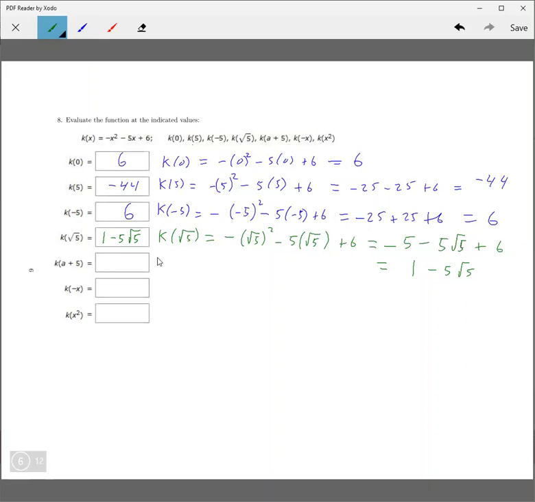Now this next one, k of a plus 5. Let me use a different color because it looks like we're going to conflict with that one. This is a little bit more tricky. Some students have a lot of trouble with this, though probably none of you will. In this expression, the x was replaced with not just an a, not just a 5, but an a plus 5. That means each of these x's gets replaced with a plus 5.